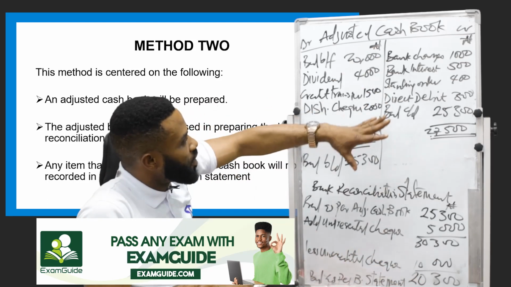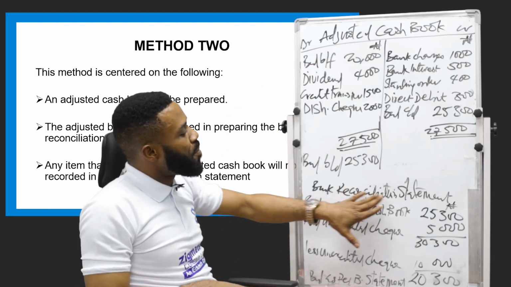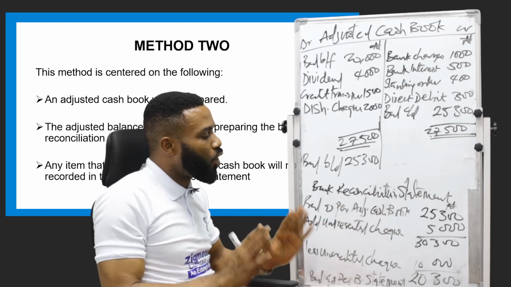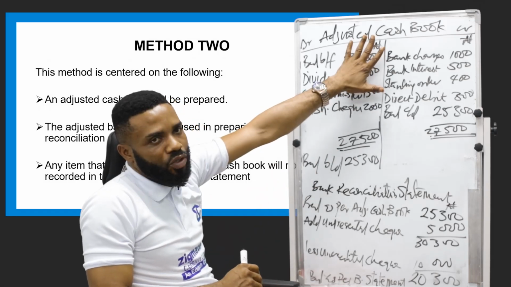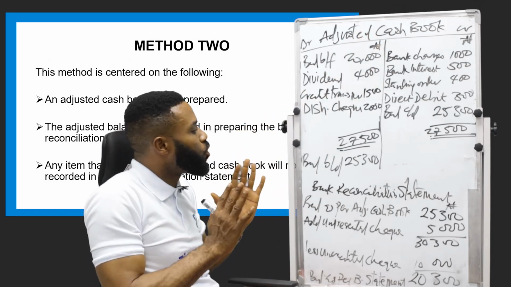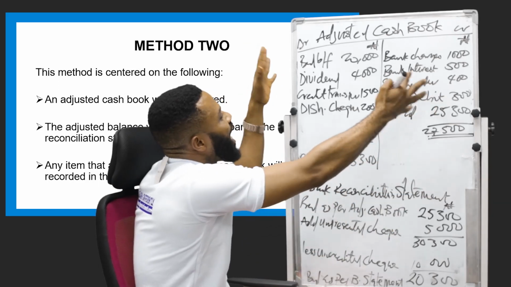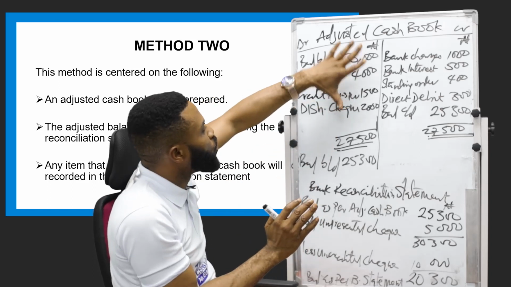You see the way it is. You have adjusted the cash book. You have prepared the bank reconciliation statement. This is quite different from method 1. In method 1, there is no adjusted cash book. You don't adjust the cash book. The only thing you do is prepare your bank reconciliation statement and tie all these transactions together. But in method 2, you have to go through this.